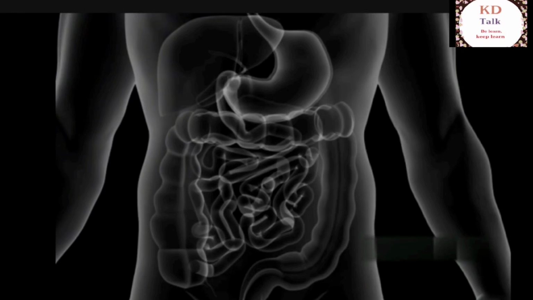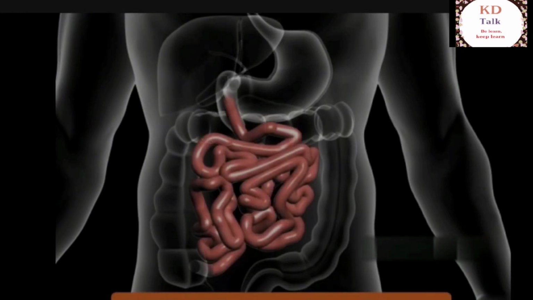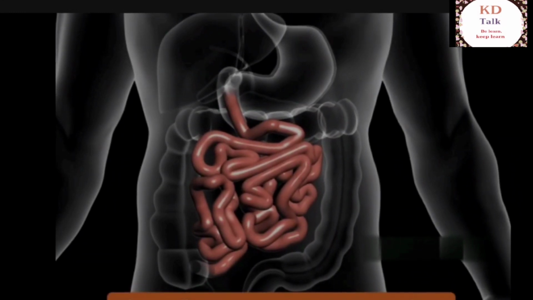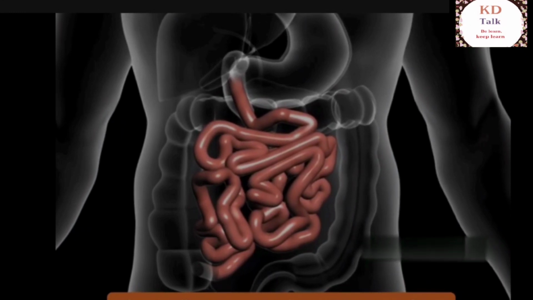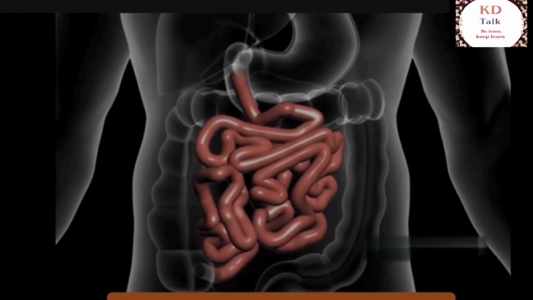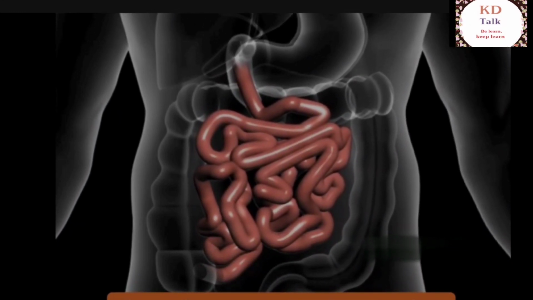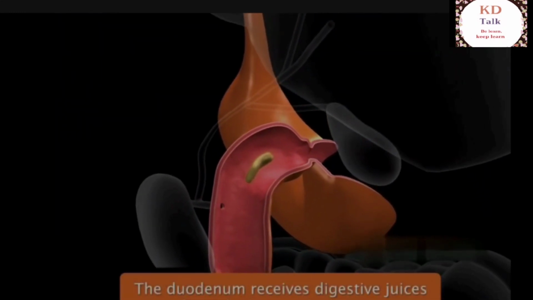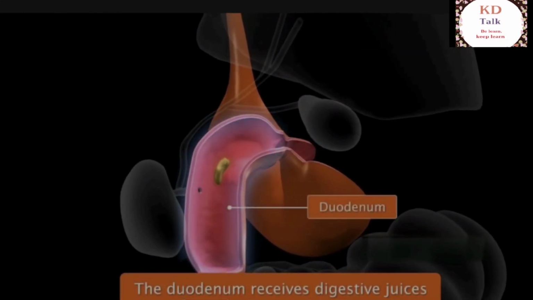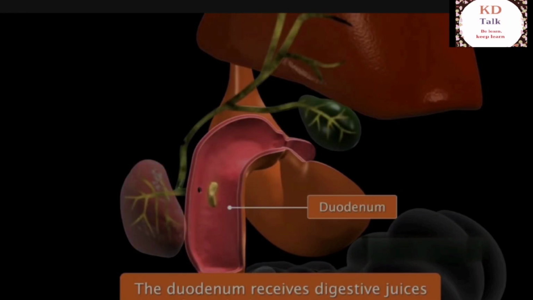Semi-liquid food now enters the longest region of the digestive tract, the small intestine. It is called small because of the smaller diameter. It is highly coiled and is about 7.5 meters long. The first part of the small intestine, the duodenum, receives digestive juices from liver and pancreas.